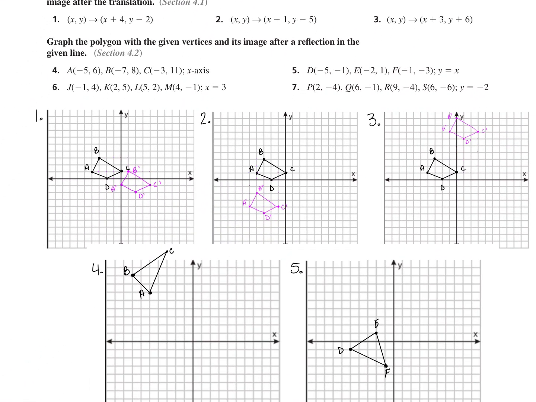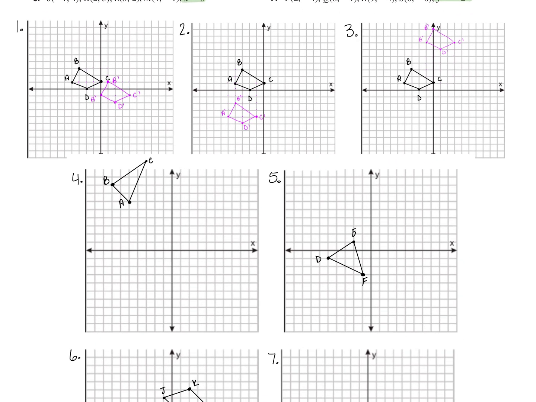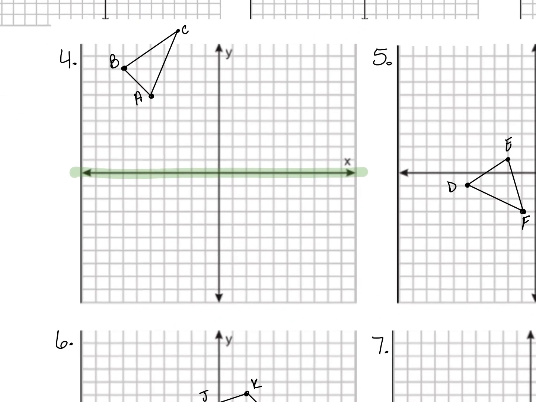All right, 4, 5, 6, and 7, this is a reflection. So number 4, it's telling me to reflect over the x-axis. So the x-axis is right here. Reflecting it's going to be a little off the chart, so that's fine. 1, 2, 3, 4, 5, 6 points away from my reflection. So 1, 2, 3, 4, 5, 6. This is going to be where A is.